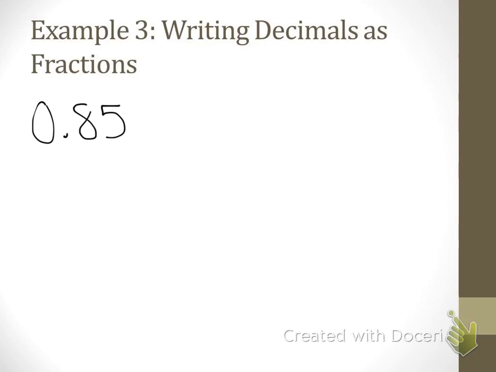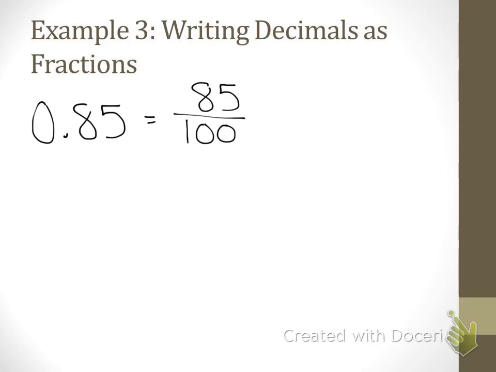Now when I'm changing a decimal to a fraction, I need to pay attention to the place value of my last digit in my decimal. And what place is the 5 in? It's in the hundredths place. So 100 is my denominator. Whatever place the last digit of your decimal is in, that number goes in your denominator. And then your entire decimal value goes in your numerator.